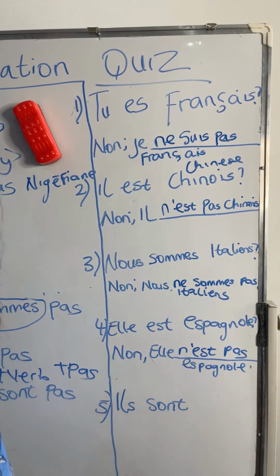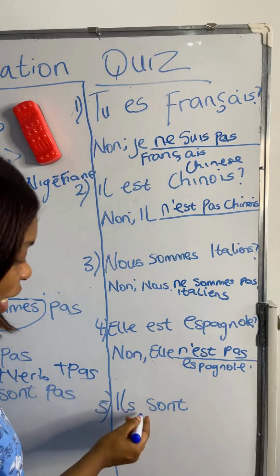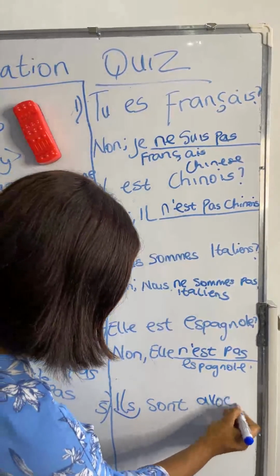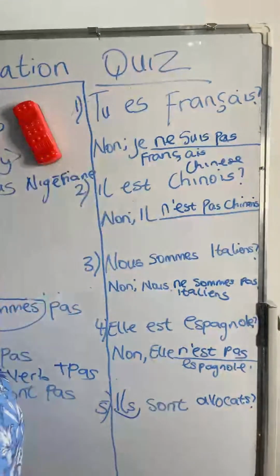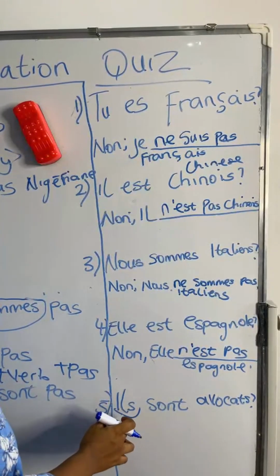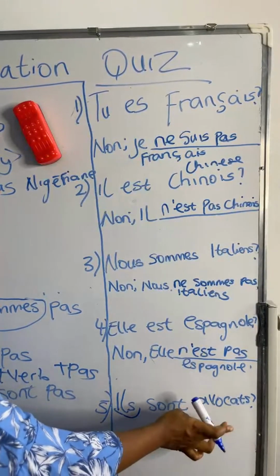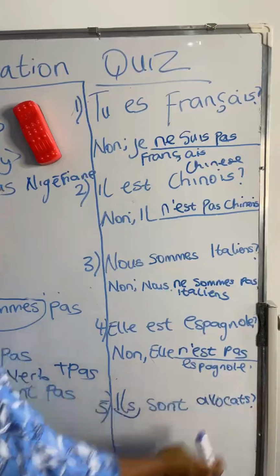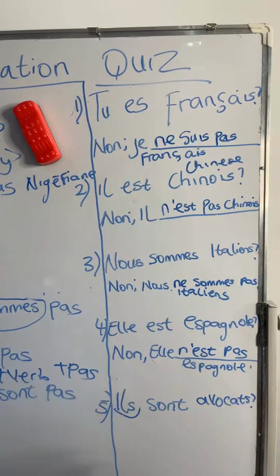But Faith, guess what? We're going to add an S to your avocat. All right? Faith, do you know why we are going to add an S to your avocat? That's because ils is plural. So it should be like this. Ils sont avocats. Once we have our subject as plural, the adjective has its S at the end. So avocat is lawyer. Are they lawyers?